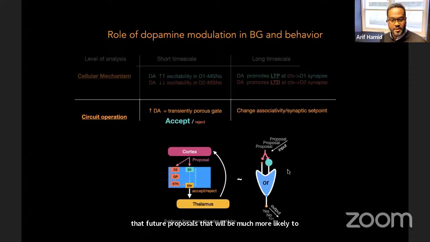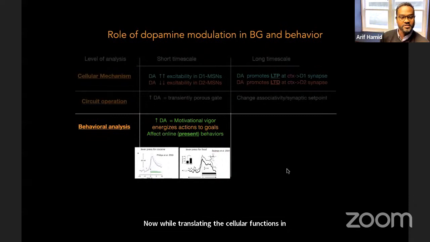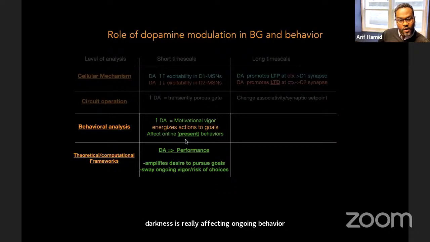Now, while translating these cellular functions into behavioral functions has been a little bit of a challenge in the literature, there's some convergent evidence that suggests that online changes in dopamine, like those produced by psychoactive drugs like cocaine and others, are associated with changes in the motivational vigor or level of energized decisions that humans and other animals make, suggesting that dopamine is really affecting ongoing behavioral goals. Now, these findings have been integrated into theories that suggest that dopamine is really critical for performance. There's a variety of them, those suggesting that dopamine is amplifying the motivational desire to pursue goals, or those that sway ongoing vigor or risks of decisions.